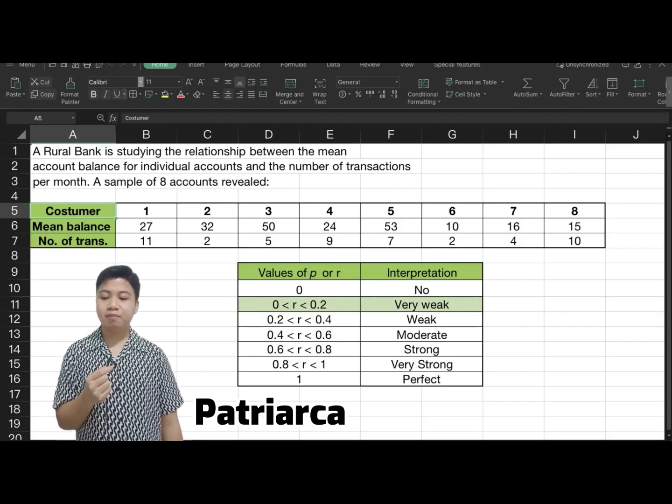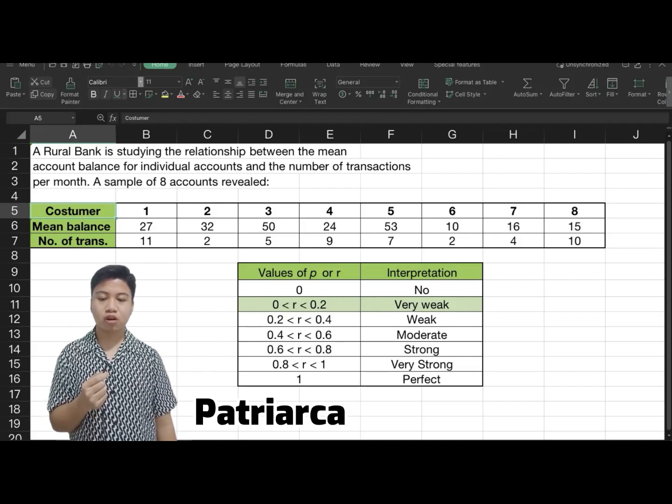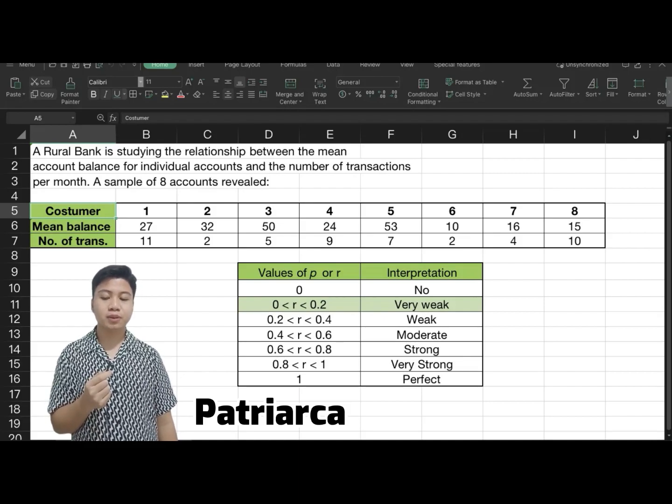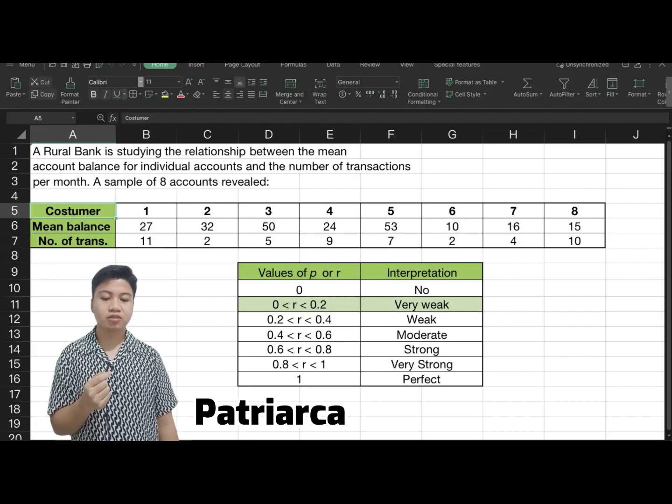Customer 1, mean balance is 27, number of transactions is 11. Customer 2, mean balance is 32, number of transactions is 2. Customer 3, mean balance is 50, number of transactions is 5. Customer 4, mean balance is 24, number of transactions is 9.